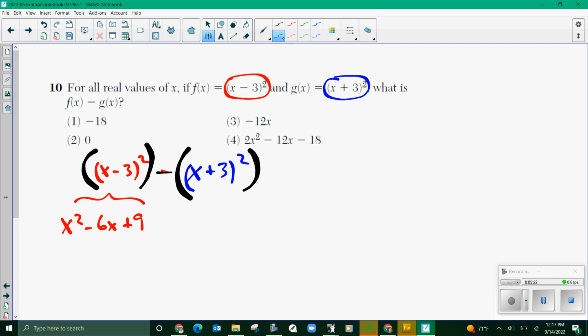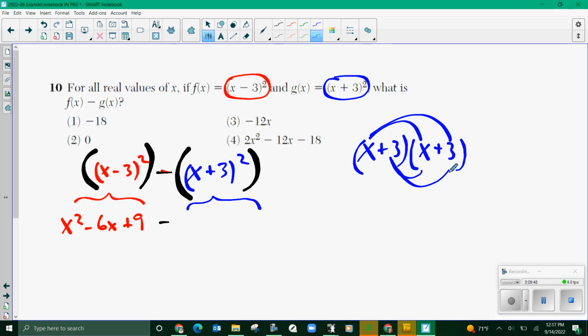Okay? Minus. Now, when I say I've got to subtract everything in blue, this is what I mean. If I expand this out, if I FOIL it, if I take x plus 3 times x plus 3, I get x squared. I do this, I get 3x. I get another 3x. I get 9. If I actually multiply it out, I get x squared plus 6x plus 9.